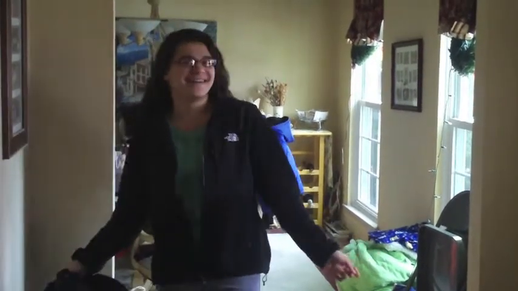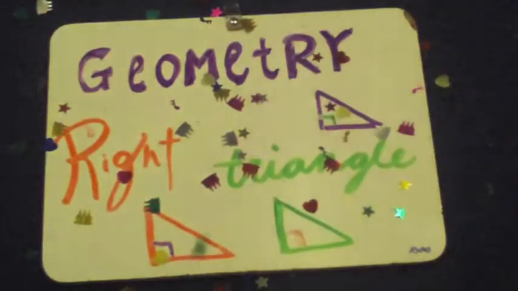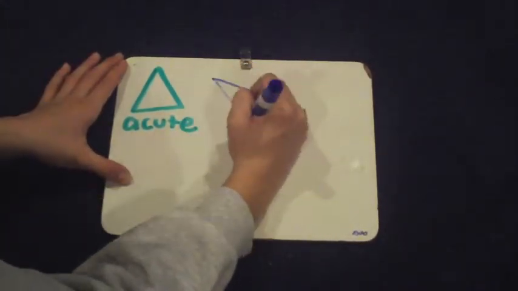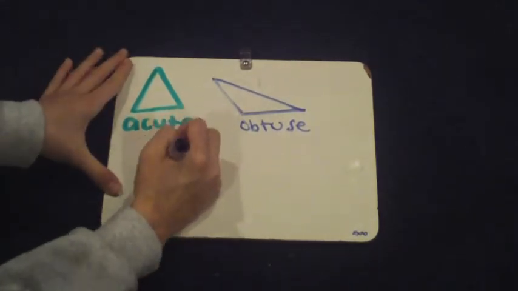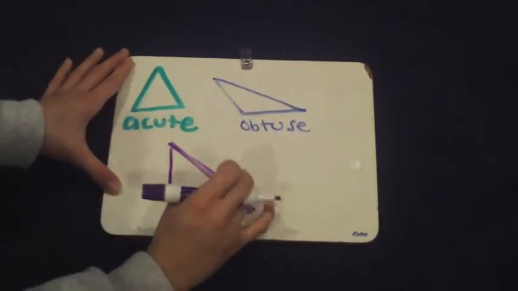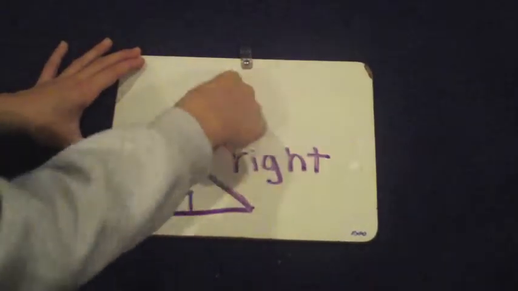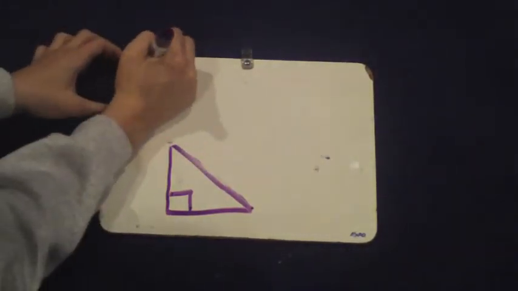Well, sit back and listen, because I'm going to help you. You need to learn geometry, more specifically right triangles. Let's start at the basics. First, you should know that there are 3 types of angle named triangles: acute, obtuse, and a right triangle. Don't worry about those 2 for now. Let's focus on right triangles.